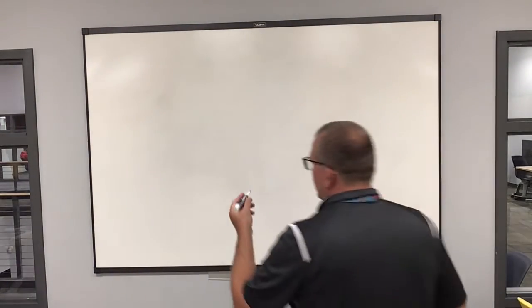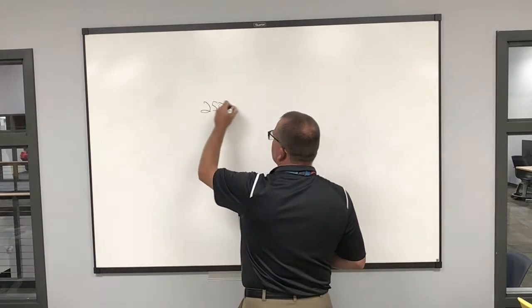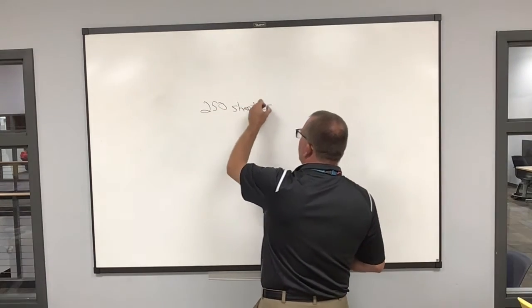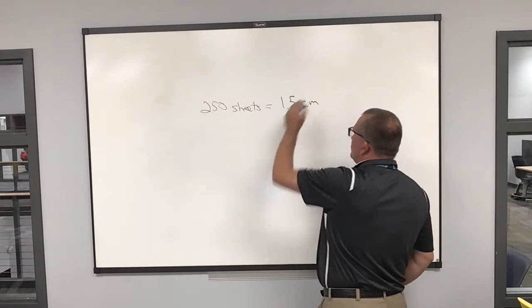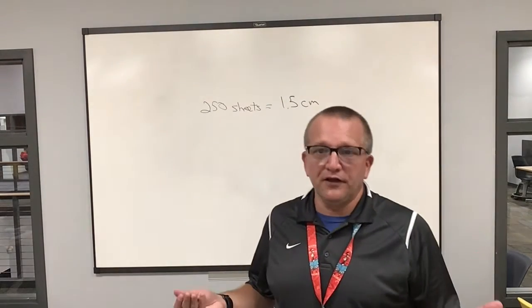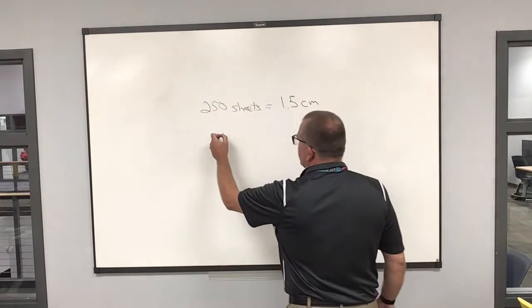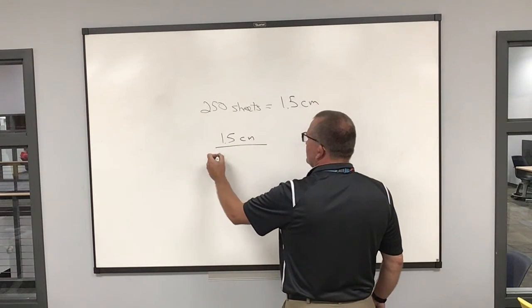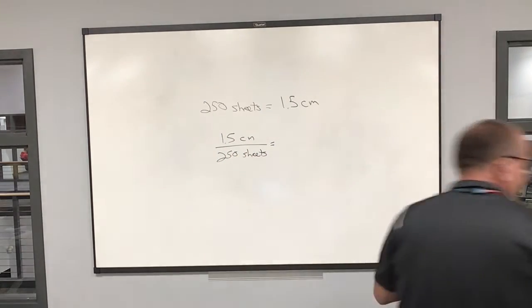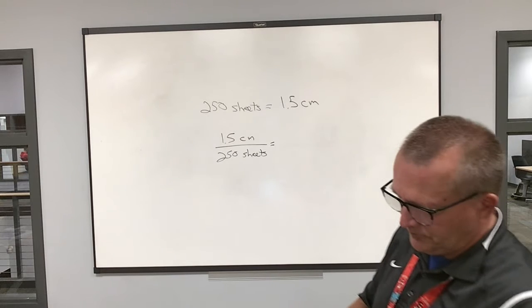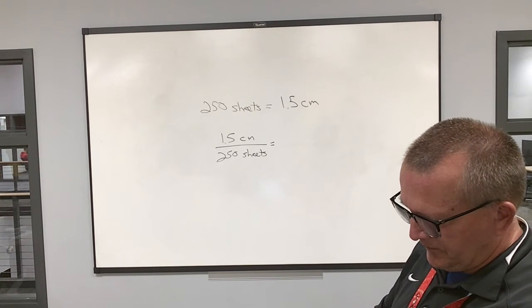The next problem we're going to look at is the thickness of a single sheet of paper. So what I would do is grab the textbook and count out sheets. Let's say I'm going to say 250 sheets of paper, and then I'd measure them. And let's say I'd measure that to be 1.5 centimeters. If I want to know just the thickness of a single sheet of paper, essentially I would say this divided by 250 sheets should tell me in centimeters what the actual thickness of a single sheet would be.